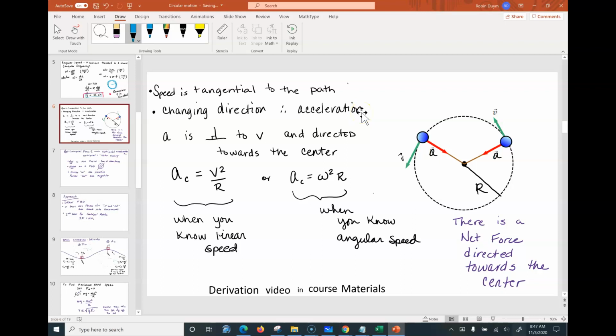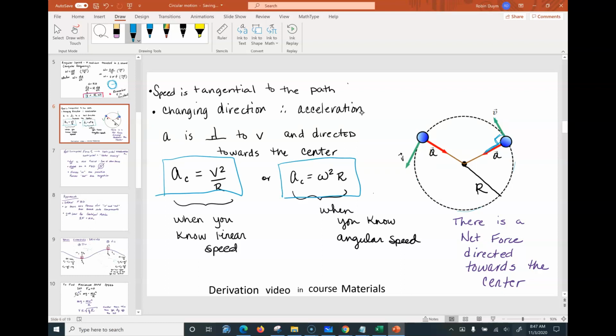All right, so just to stress, we have our tangential linear speed, which is constantly changing direction. Since it's changing direction, we're actually changing the velocity. And when we change the velocity, we get an acceleration. The acceleration is going to be perpendicular to that speed and always directed towards the center. These are both equations for our centripetal acceleration.